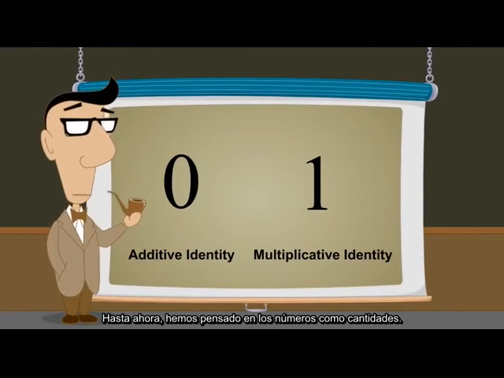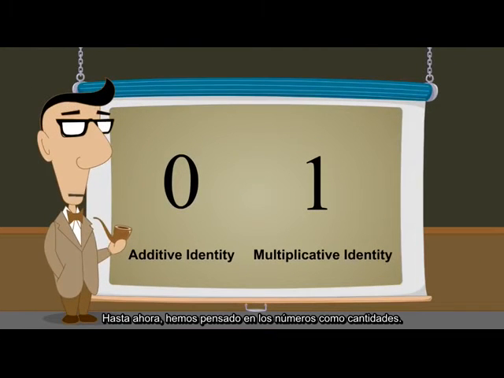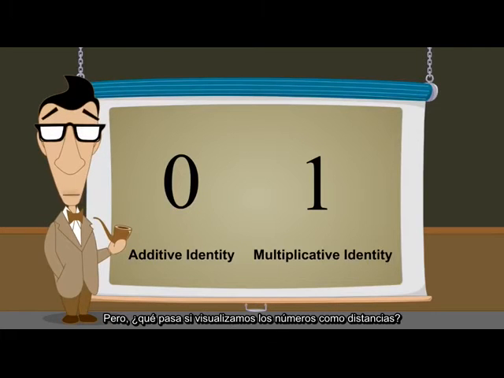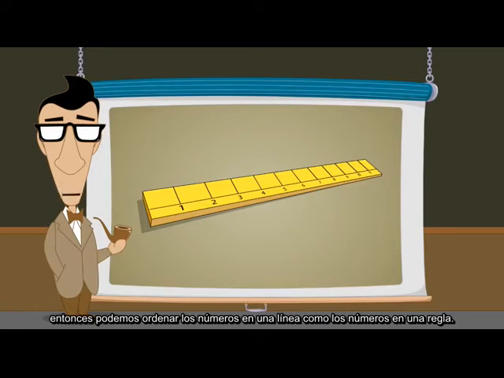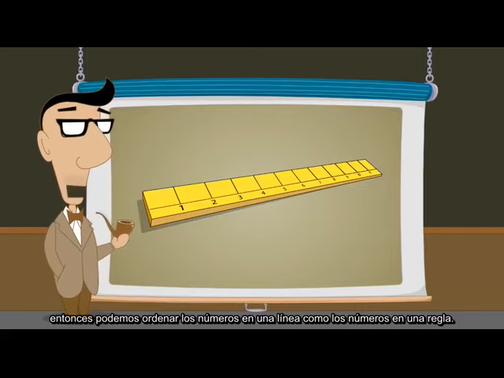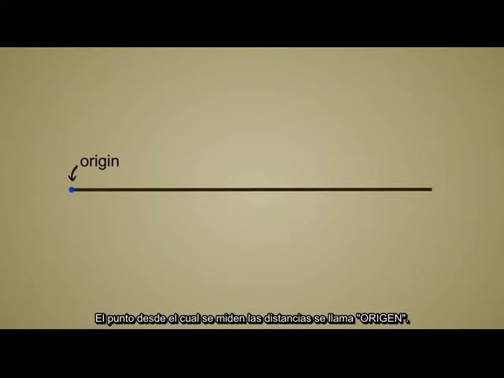Up until now, we have thought of numbers as quantities. But what if we visualize numbers as distances? If we think of numbers as representing distances from some point, then we can arrange the numbers on a line, like the numbers on a ruler. The point from which the distances are measured is called the origin. It makes sense to place the number 0 at the origin since it represents 0 distance from that point.